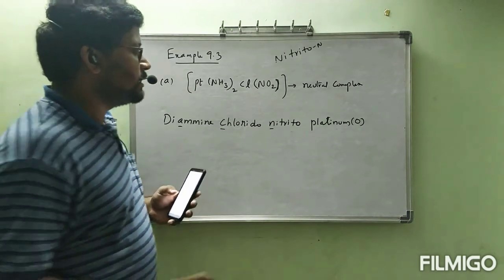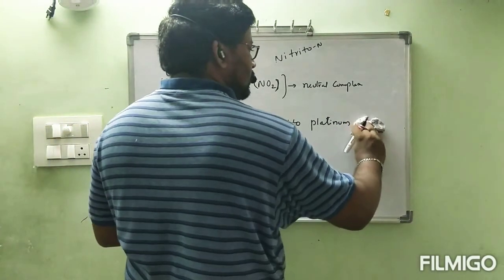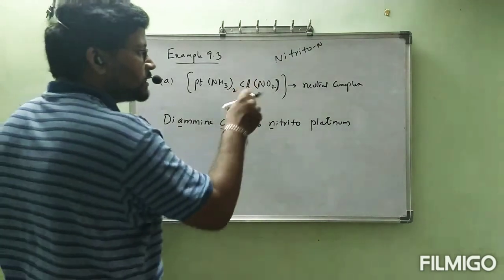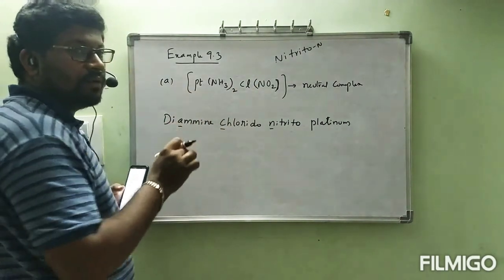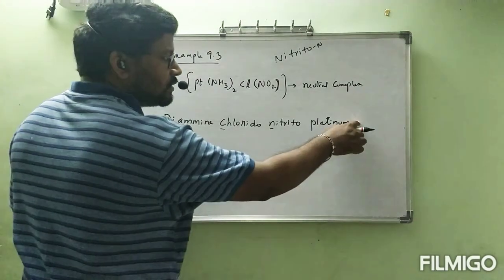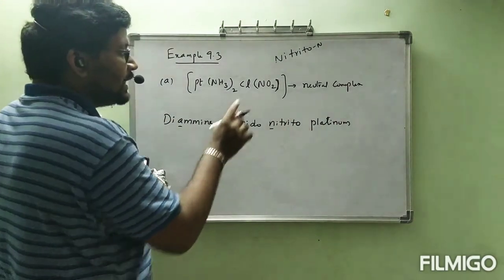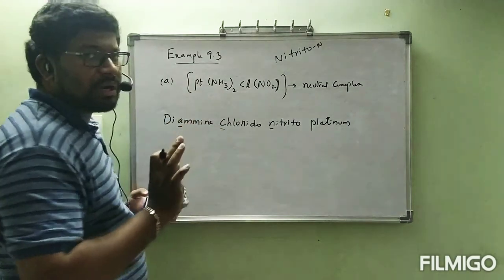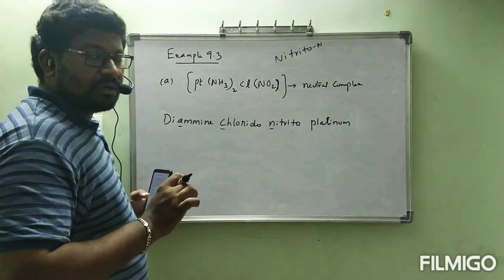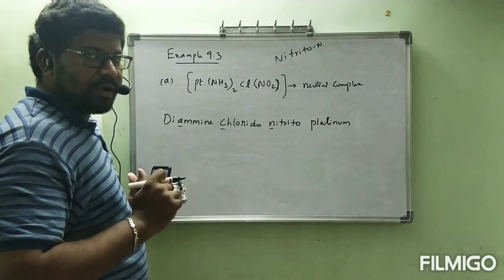Sorry, 1 minute. The complex is neutral. But for platinum, we have to find the charge. Sorry for this one really. Here I wrote 0, na? That is wrong, because the total complex is a neutral complex. But this metal, whether it is neutral or not, we don't know. That one we have to check.